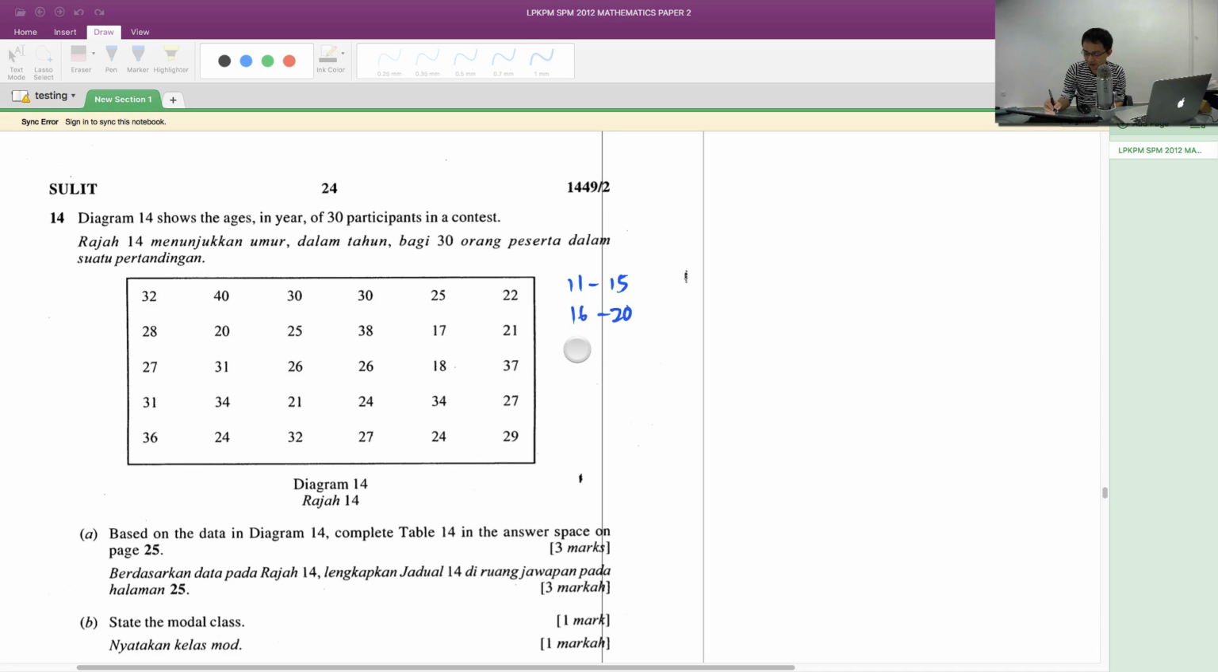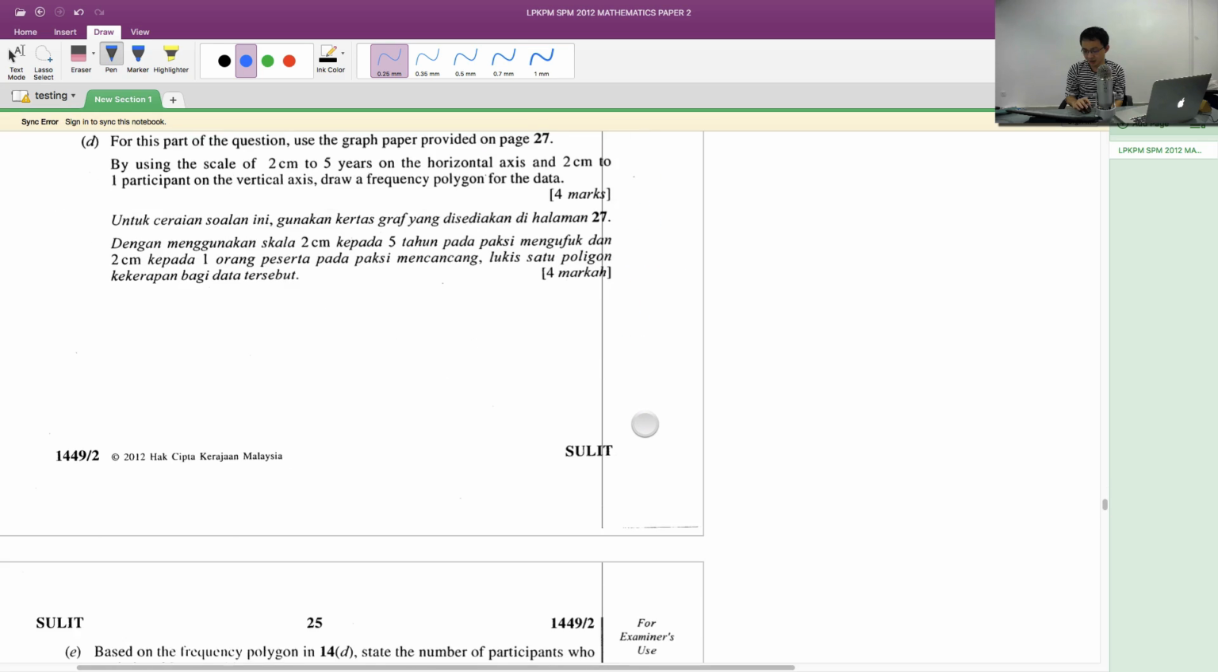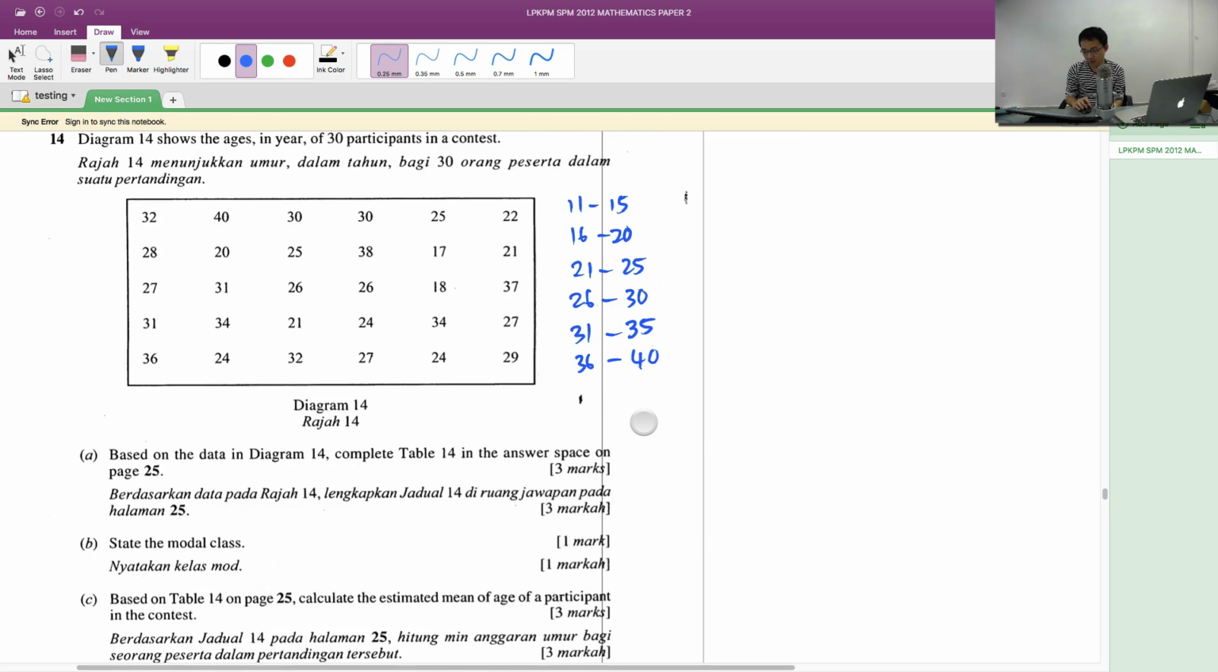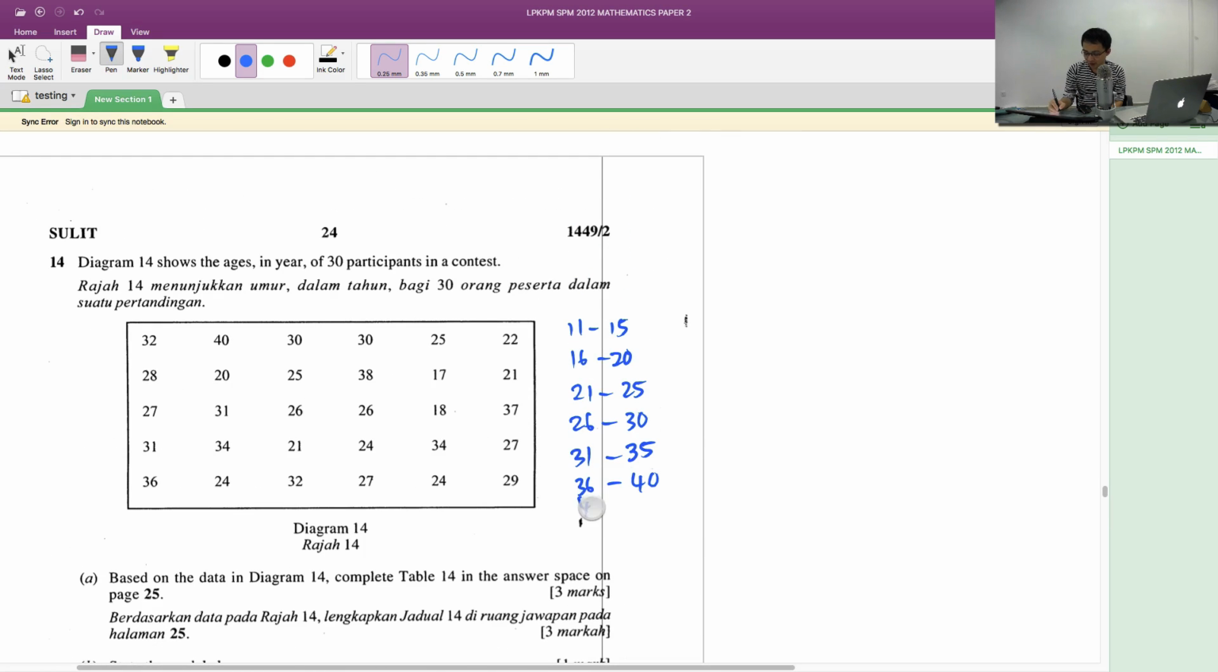So then I continue. This is 21 to 25. This is 26 to 30, 31 to 35, 36 to 40. Is 40 the last one? Oh, still have 41 to 45. Right, we have 41 to 45. Alright, after we got all this, we will do the frequency things for it.